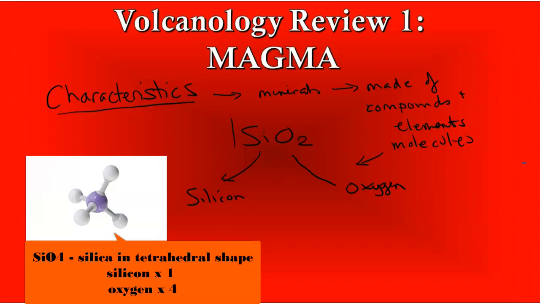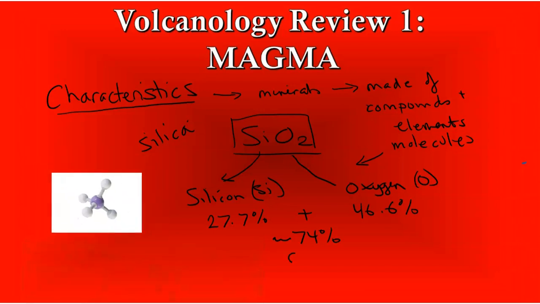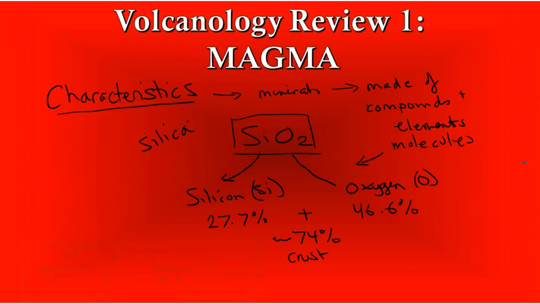Now, together they make SiO2, which is the chemical formula for silica, and it's made of the two elements silicon and oxygen. Now, silicon is Si and oxygen is O. Silicon is 27.7% and oxygen is around 46.6%. So when you add these two up, you're looking at around 74% of the crust being made of these two elements and being part of the 90% silicate mineral group.